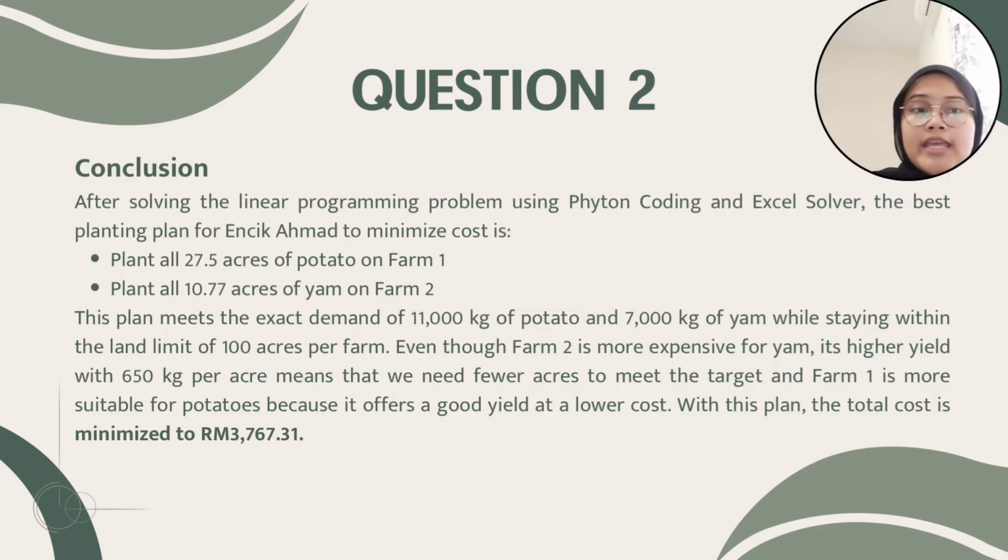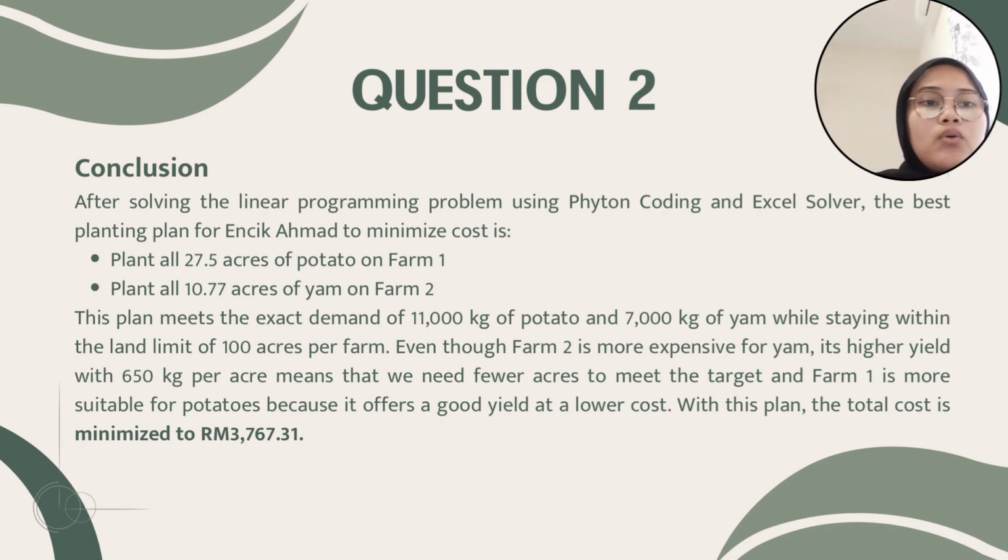So the conclusion that I can make for question number 2 is that after solving the linear programming problem using Python coding and also the Excel solver, the best planting plan for Encik Ahmad to minimize the cost is to plant all 27.5 acres of potato on farm 1 and plant all 10.77 acres of yam on farm 2. These plantings meet the exact demand of 11,000 kgs of potato and 7,000 kgs of yam while staying within the land limit of 100 acres per farm.